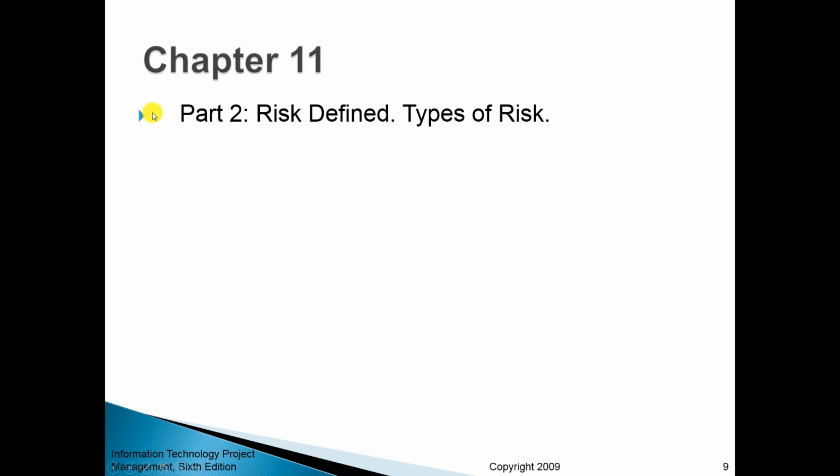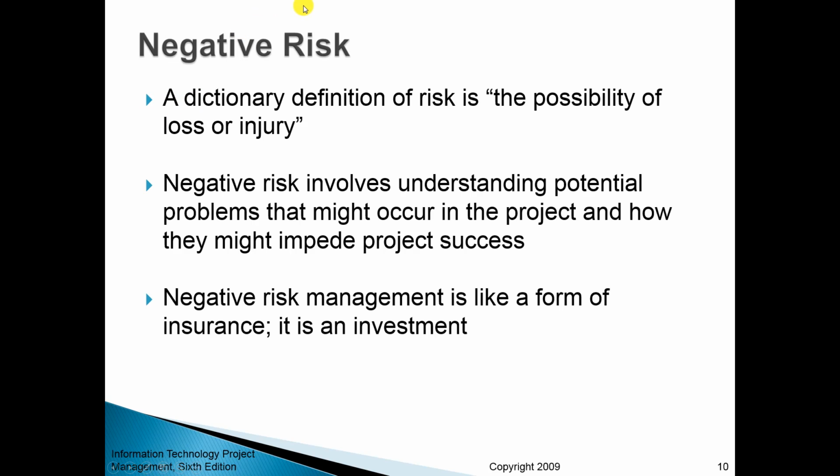In part 2 of chapter 11, we'll try to define risk. We'll talk about different categories of risk. And then we will also talk about different risk tolerance or perceptions that different project managers have in the context of project management. A dictionary definition of risk is the possibility of loss or injury.